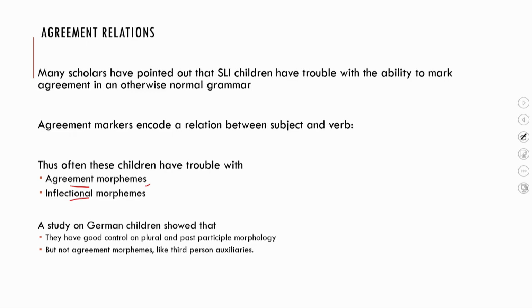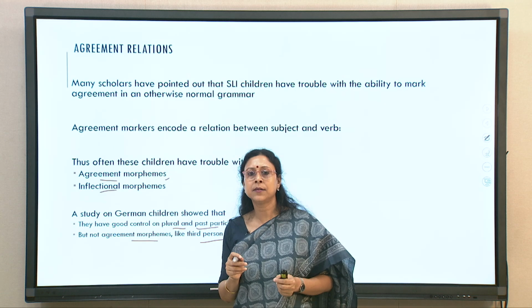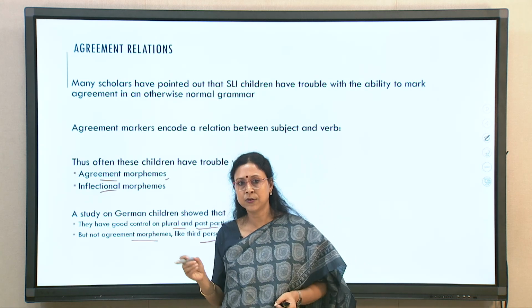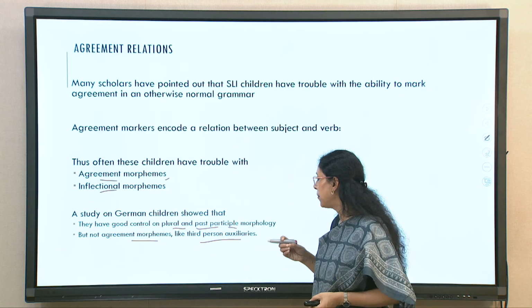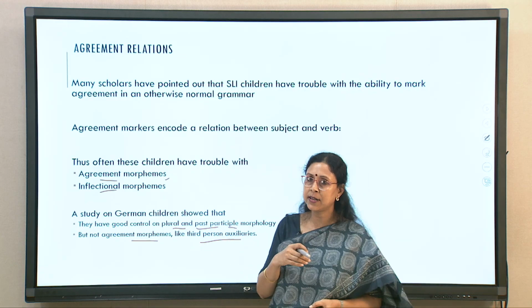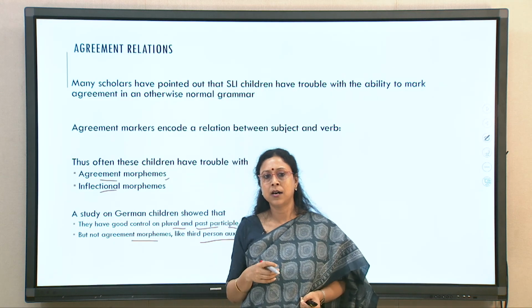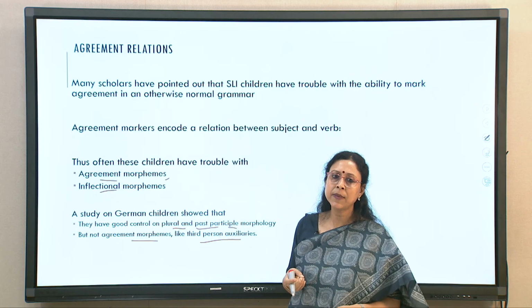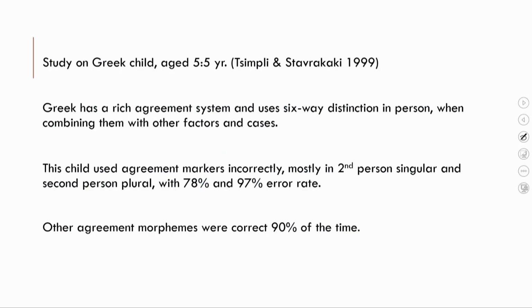A study on German children showed that they have good control over plural and past participle morphology, but not agreement morphemes like the third person auxiliary. That is why many researchers have talked about specific grammatical deficits in SLI children. In this German study, the plural and past markings were fine, unlike the previous study on English children, but the agreement morphemes were missing. Another study on a Greek child aged 5.5 years also reports similar things.